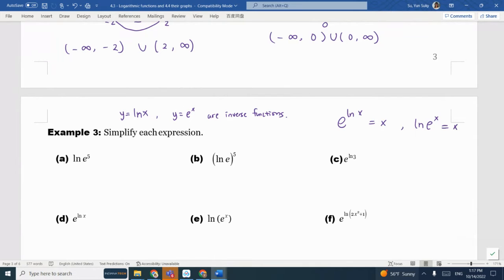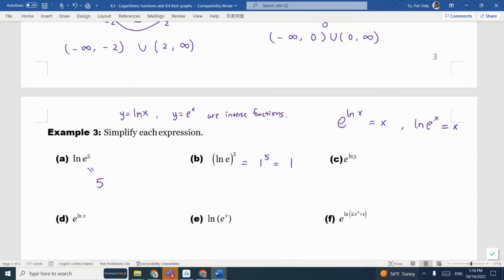So, ln of e to the 5. What's that? ln and e cancel. You get 5. That's easy, right? How about this guy? ln of e is what? 1. Be careful. This is like 1 to the 5 is 1. You see the difference? Here is ln of e to the 5. This is ln of e, and then raise to the power of 5.